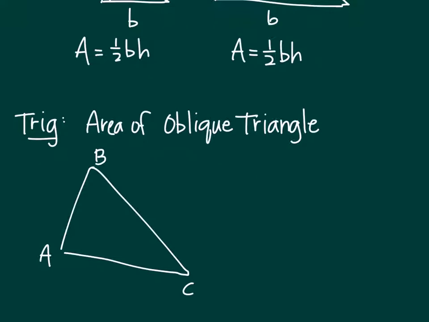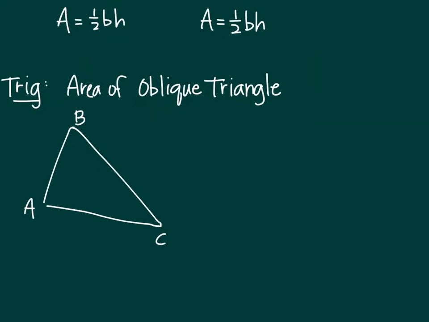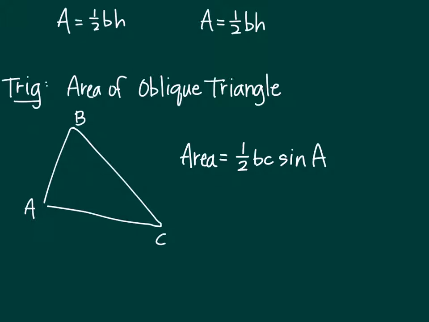You can pick any corner. In the right triangle, you got to pick the right angle corner, but in an oblique triangle, you can pick any one that you want. And the area goes by this formula. You can pick angle A, and if so, then it's going to be 1/2 BC sine A. If you pick angle A, then you use sides B and C.